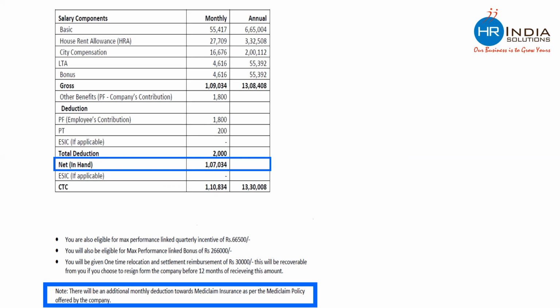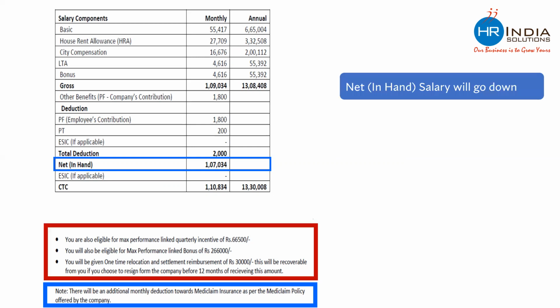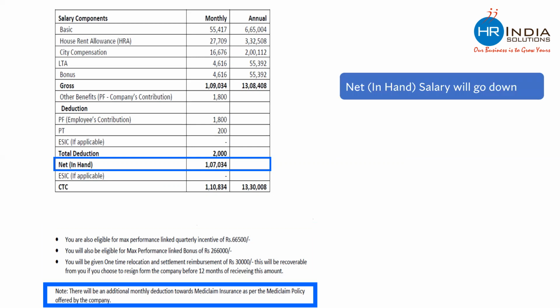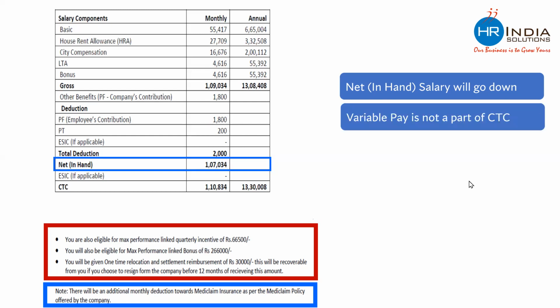It means the company is providing the benefit of medical insurance, but the subscription amount is getting deducted from the employee's salary. This is one way. So his net take home salary will further go down. You will see that in the red box, the company is mentioning that you will also be eligible for a maximum performance linked bonus of 2,66,000, which is not mentioned above. So all these variable pay, incentive pay, performance bonus are over and above the CTC annexure. Variable pay is not a part of CTC in this company.